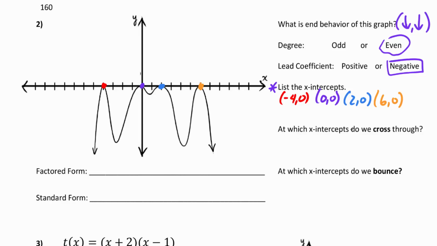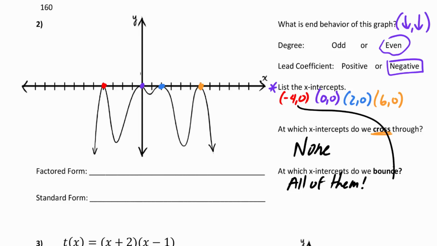If we look at the next questions, what actions are happening at those places? So at which x-intercepts do we cross through? Well, as we go through, I don't see us crossing at any of them. So we would say none. Occasionally you'll get a graph that only has one type of action, and it doesn't do the other style. So at which x-intercepts do we bounce? You write all of them. If you wanted to write those x-intercepts out down there, that'd be perfectly fine with me.